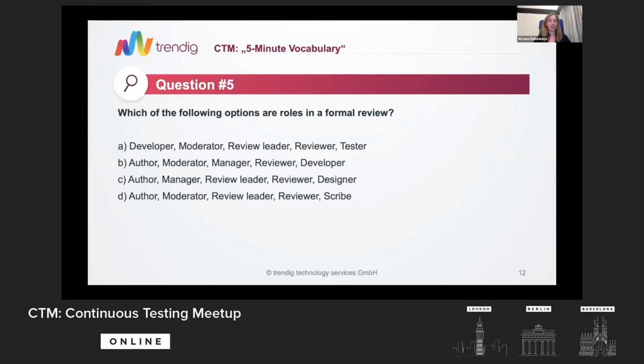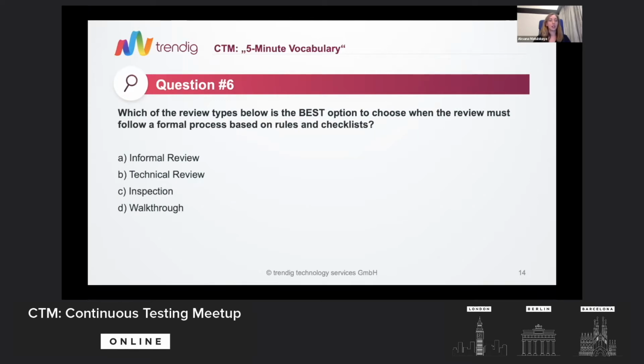What do you think the right answer for this question 5 is in the chat? Oh, the time is already over, and the correct answer is D, author, moderator, review leader, reviewer, and scribe. So question 6: which of the review types below is the best option to choose when the review must follow a formal process based on rules and checklist? A, informal review, B, technical review, C, inspection, and D, walkthrough. So 40 seconds starts.